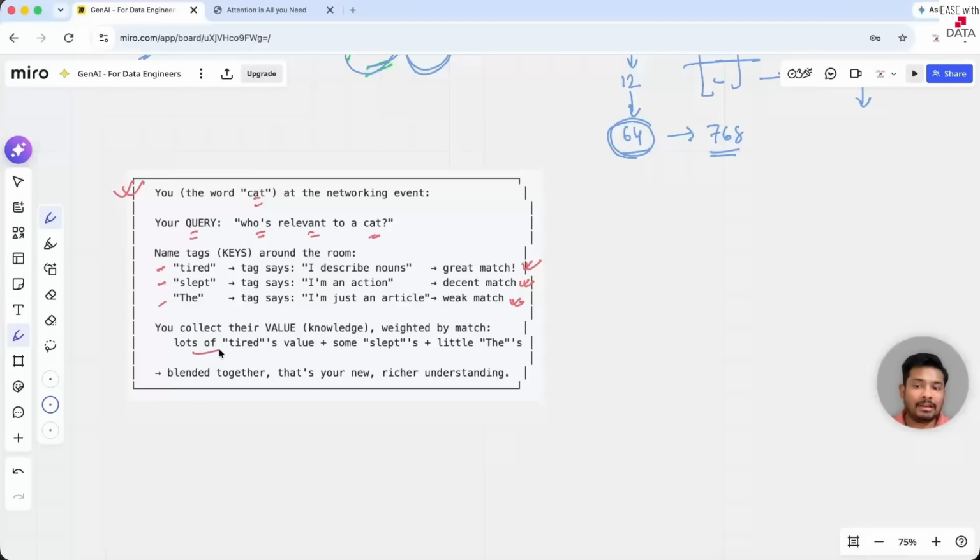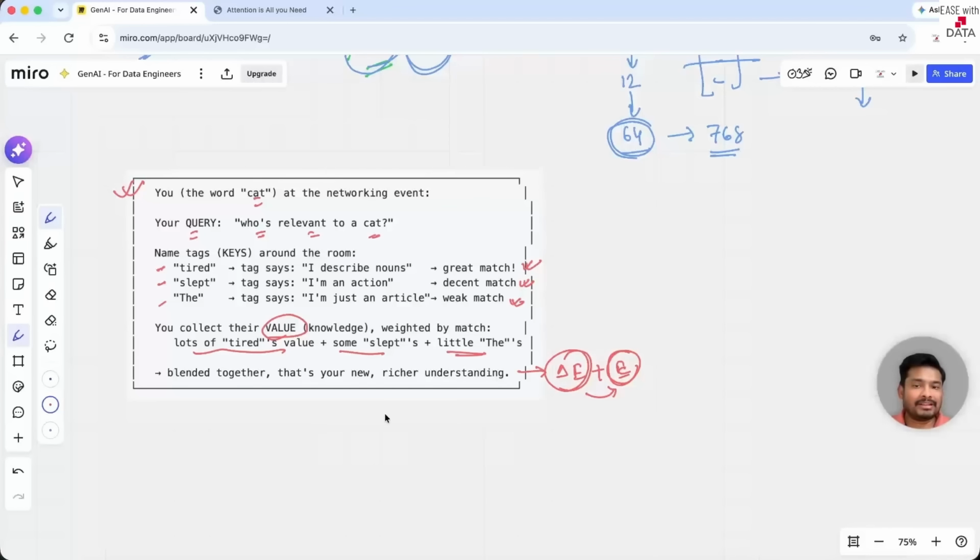So it takes a lot of tired's value. Okay. Then it adds some of slept's value. Okay. And a very little of the's value. And once it gets that output, it adds that value to its own embedding. Okay, so if that is the embedding of cat, it adds that value to itself in order to make itself more relevant or more context aware.